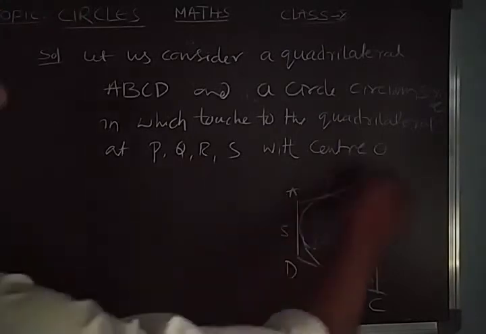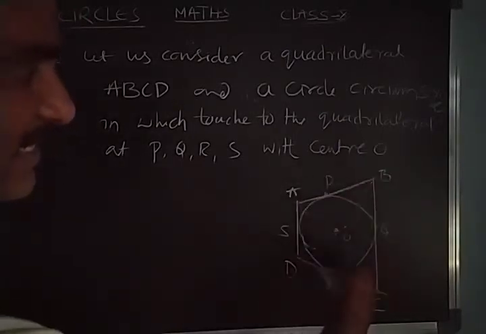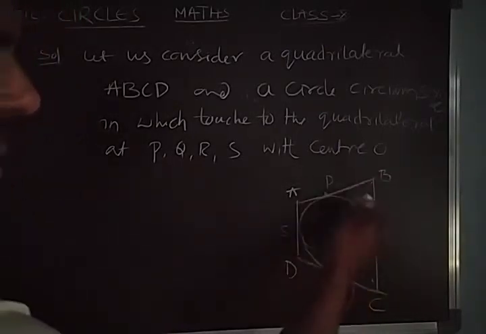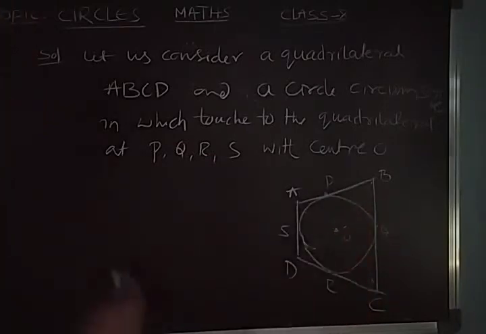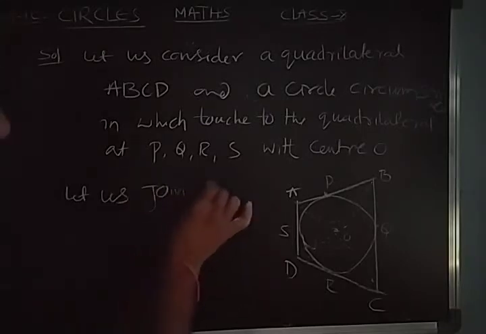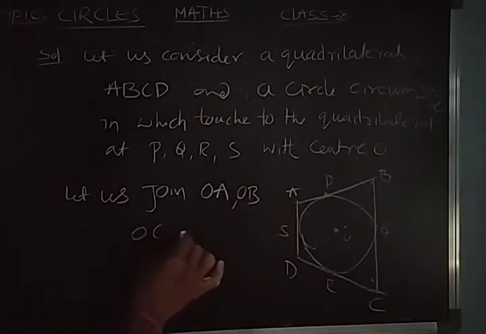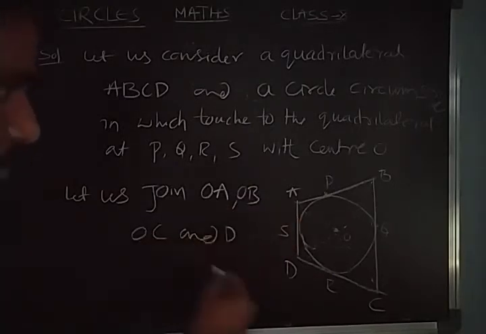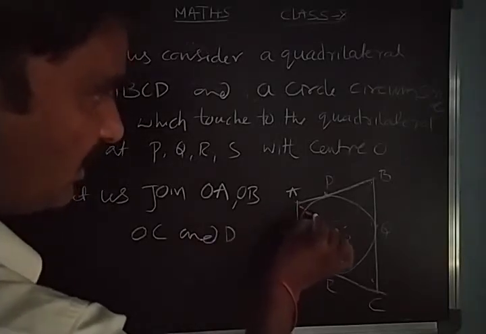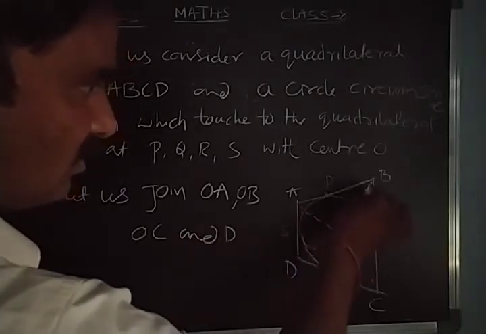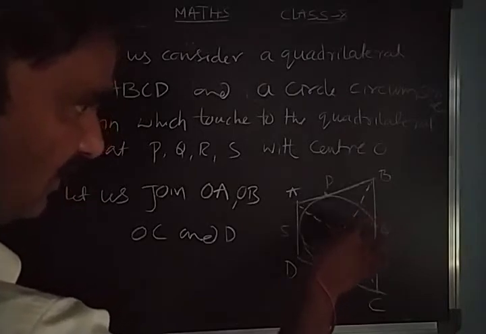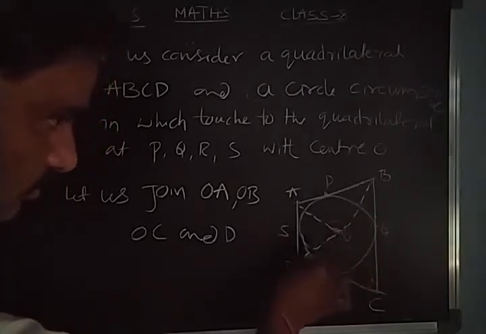Okay, I have drawn one quadrilateral. Inside I have the circle. It touches at P, Q, R, S. Now let us join OA, OB, OC and OD. Using dotted lines, you can join these vertices of the quadrilateral with the center of the circle.